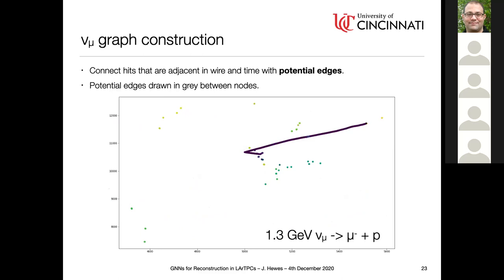You can come up with your potential edges just by connecting hits that are adjacent in wire and time. I've drawn gray potential edges on this event display, but they're very hard to see, because you get a natural constraint just from the sparsity of the graph in general. A lot of the edges you would see are actually hidden behind the nodes, because they are really only working for the tracks that you can see.